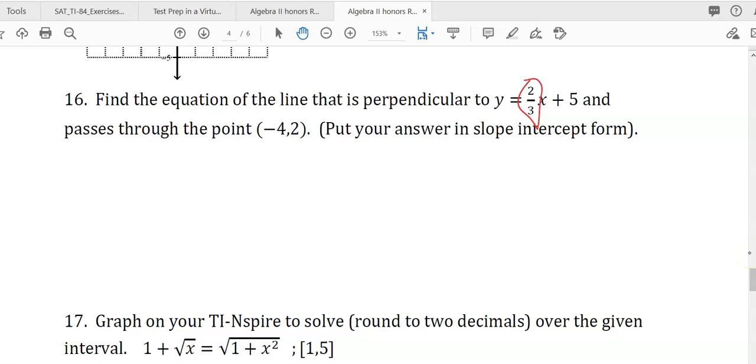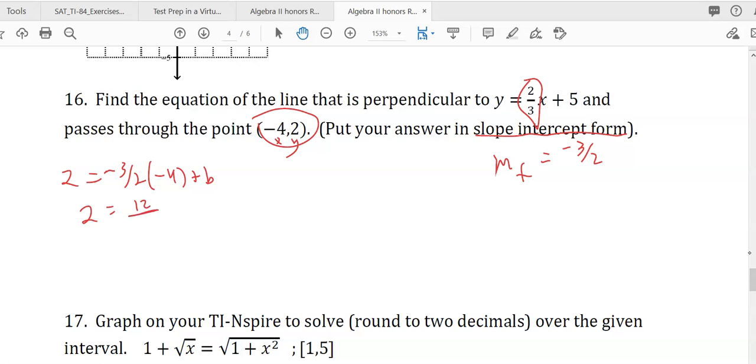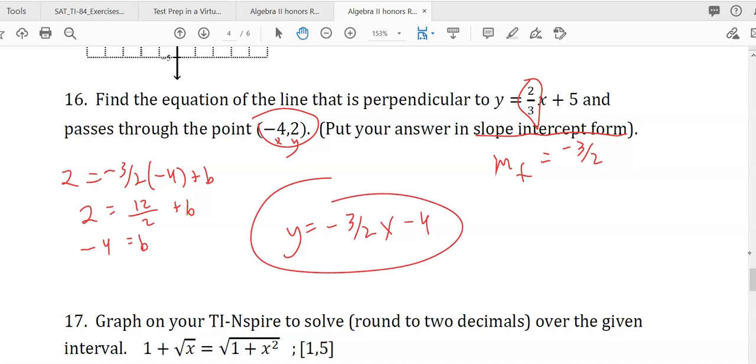Perpendicular to that line. So let's look at that first. The perpendicular slope will be the opposite reciprocal, so -3/2, and it passes through this point. It does say put your answer in slope-intercept form. So y equals mx plus b, let's plug in all our points. That's our x, that's our y. So 2 equals -3/2 times x, which is -4, plus b. Just solve for b. 2 equals 12/2 plus b, which is 6. Subtract 6, you get -4 equals b. So my equation is y equals -3/2 x minus 4.